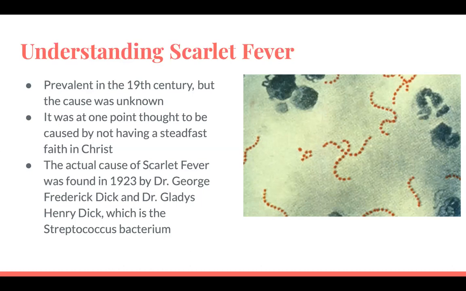The actual cause of scarlet fever was identified in 1923 by Dr. George Frederick Dick and his wife, Dr. Gladys Henry Dick. So they were able to isolate the Streptococcus bacterium and created the toxin used for immunization, and then they devised the Dick method for disease prevention. Their work was continued by Dr. Rebecca Lansfield, and she developed the idea of type-specific immunity, as there are pathogenic and non-pathogenic strains of this particular bacterium. Today, it is known that scarlet fever actually can be spread through respiratory droplets, like when you cough or sneeze.